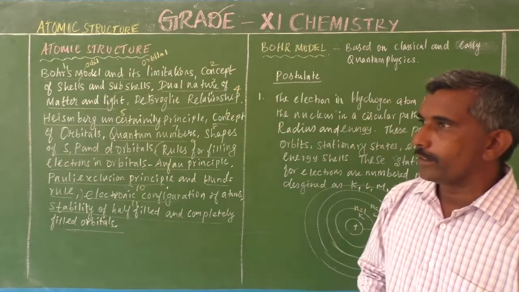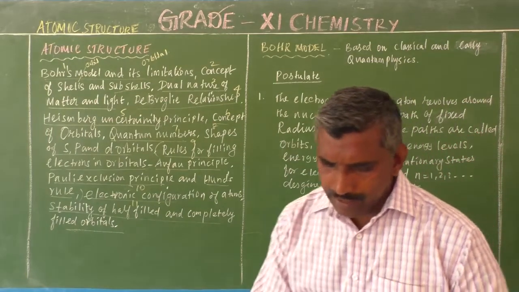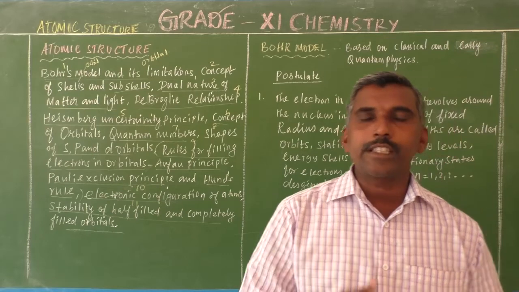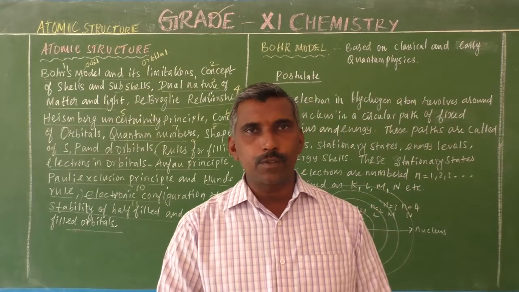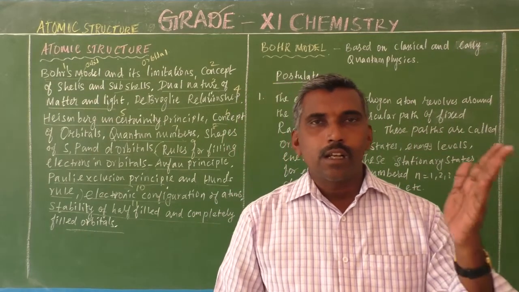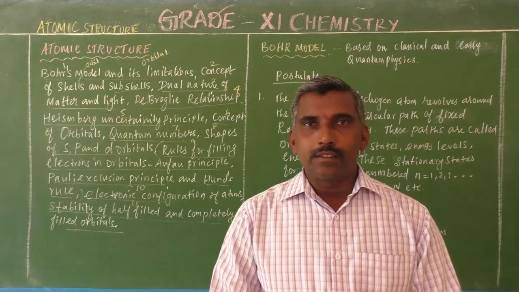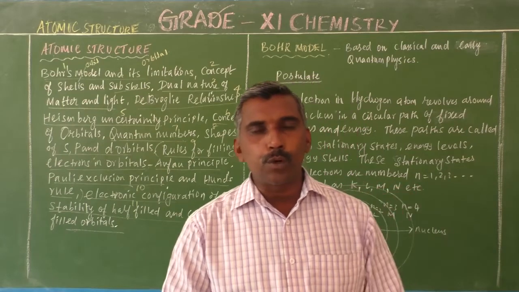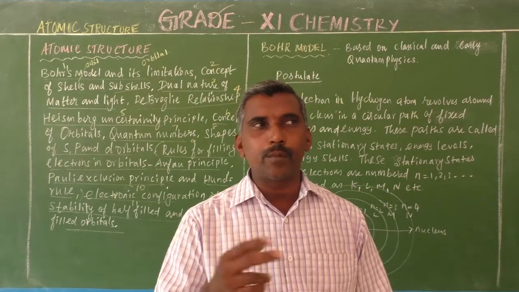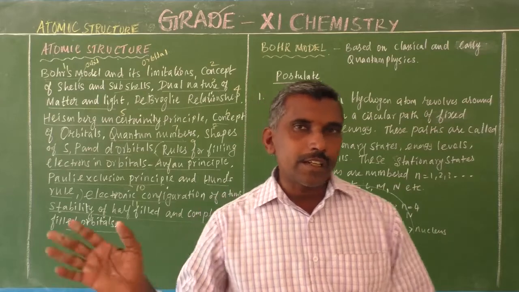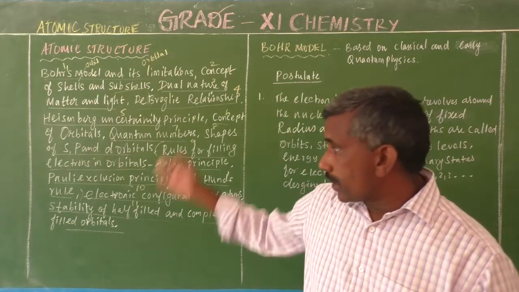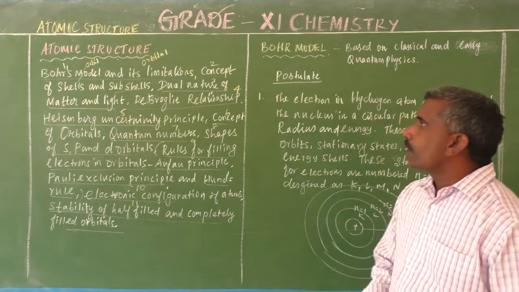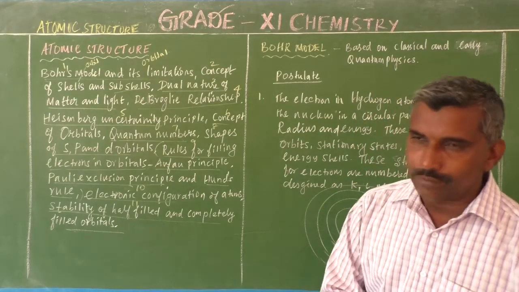Bohr model first. In the previous class, 9th standard, you studied the discovery of the electron, the discovery of the proton and neutron, and atomic models, that is the Thomson model, the Rutherford model, and Niels Bohr's model. Only two postulates were learned in 9th standard. This is also a deleted portion. After this complete topic, I will teach you the deleted portion also. First, the Bohr model and its limitations.